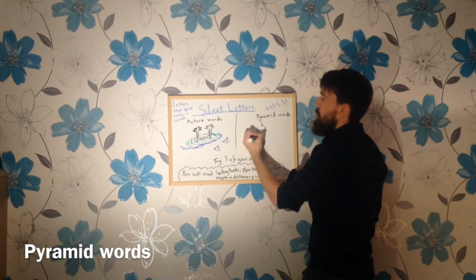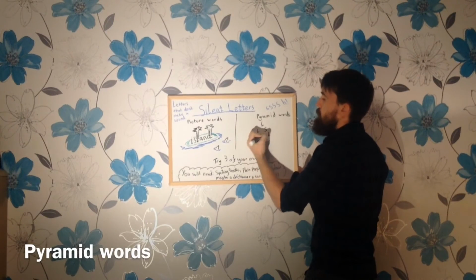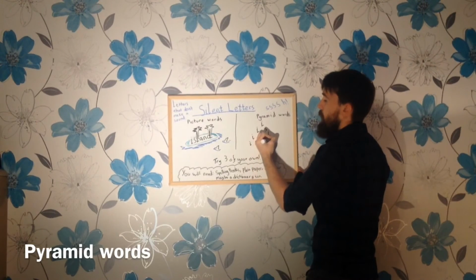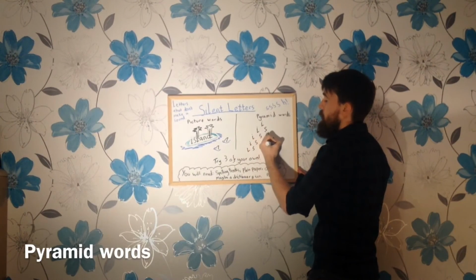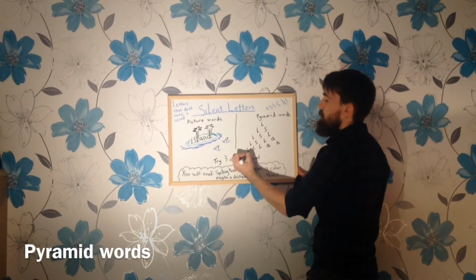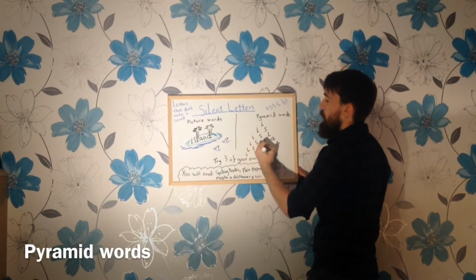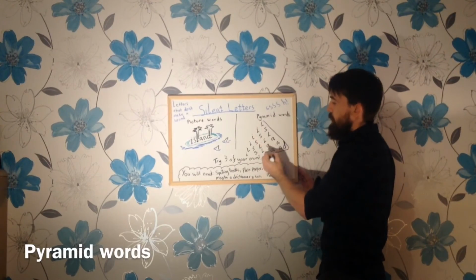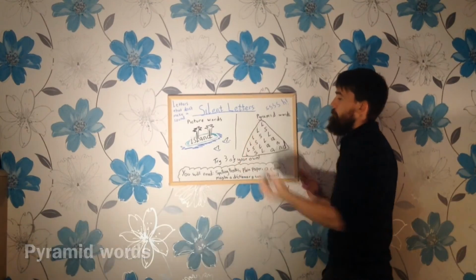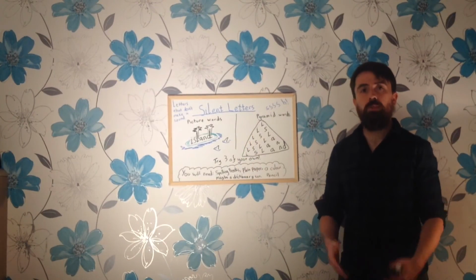Now third line, I, S, L. Next one, I, S, L, A. Now I, S, L, A, N. And finally, I, S, L, A, N, D. Island. Okay? And it looks a little bit like a pyramid. So these are two really cool strategies you can use to help you with your spellings.